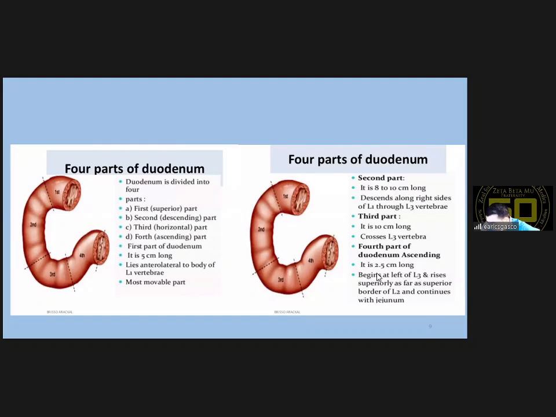It crosses the L3 vertebra. It's near the root of the mesentery of the small intestines. Posteriorly, it is related to the right ureter, the right psoas muscle, superiorly the head of the pancreas. Lastly, we have the fourth part of the duodenum, which is shorter, about 2.5 centimeters long, beginning at L3 inferiorly and as far as the superior border of L2 and continues with the jejunum. So this is the last part, and this is the one that attaches to the jejunum actually.